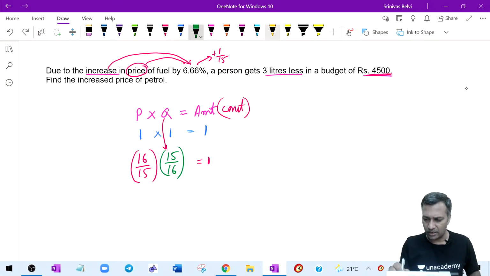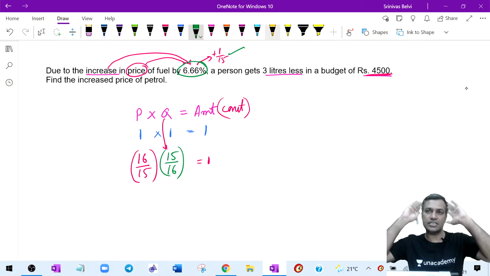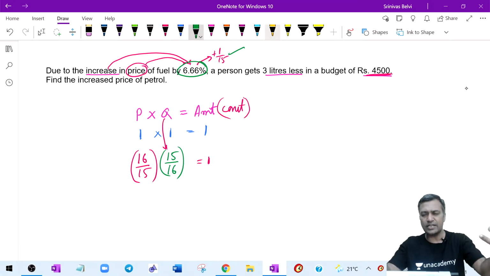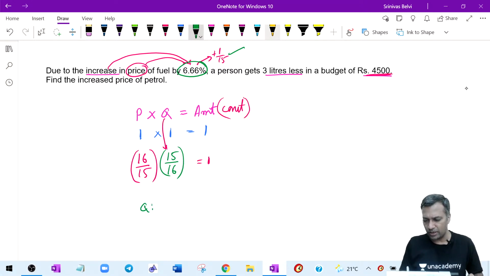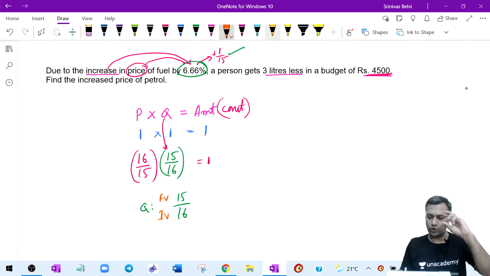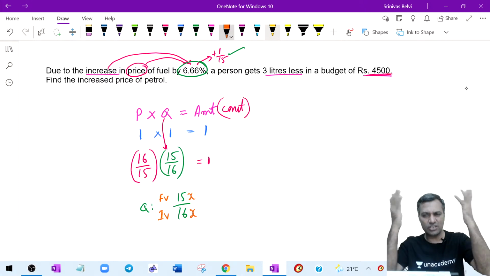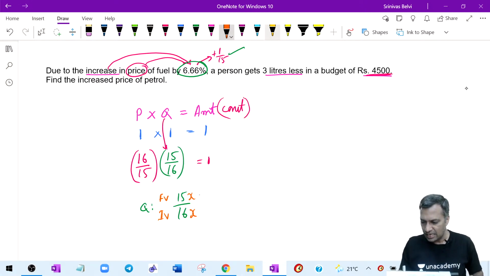The moment I see this figure, I get 1 by 15 in my mind, 16 by 15 in my mind. Therefore, I know that quantity will be symbolic of 15 divided by 16. This is the symbolic of the initial value, and this is the symbolic of the final value. If initially he was filling 16x liters, now he is filling 15x liters. These are the symbolic figures. But what is the difference here? Initially he used to fill 16x, now he is filling only 15x, which means he is filling less. How much less? 1x less.